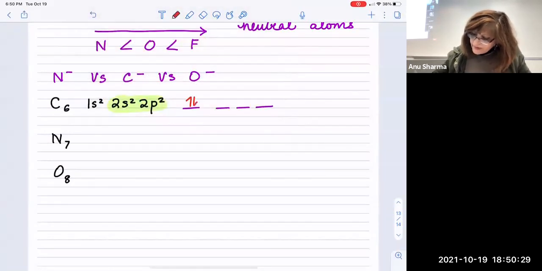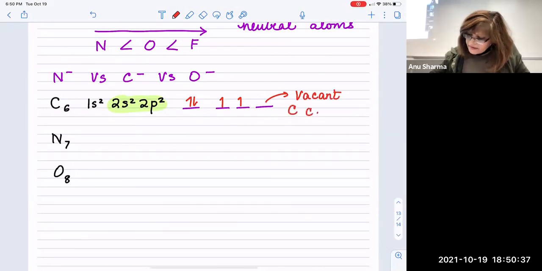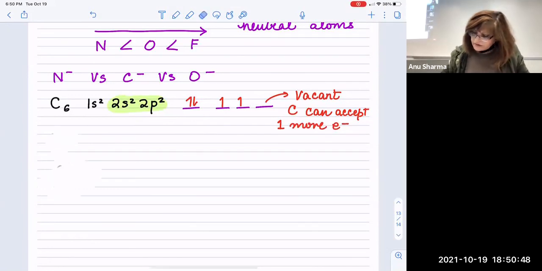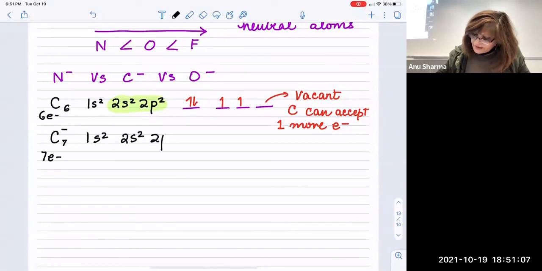1, 2, and here's the 2p2. So this is vacant, right? So carbon can accept one more electron. So what does carbon with one negative charge look like? This becomes carbon 7 in terms of electrons: 1s2, that's the number of electrons. 6 electrons here, 7 electrons. So 1s2, 2s2, and 2p3.